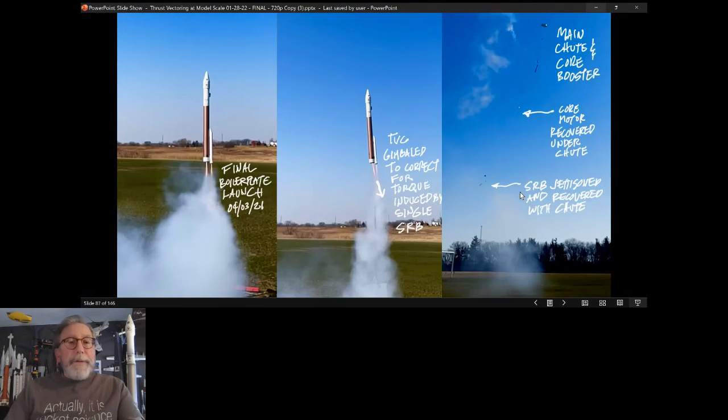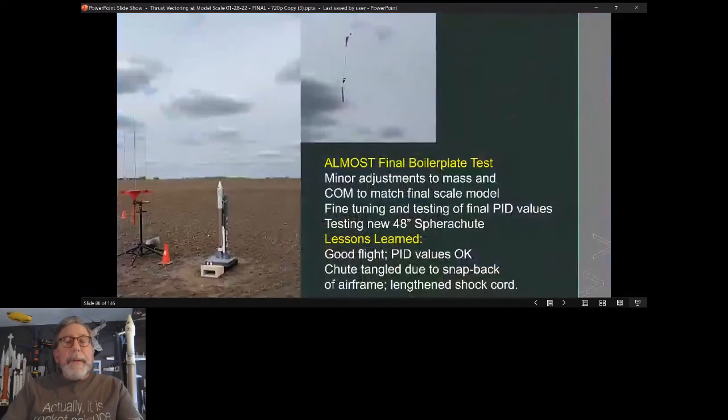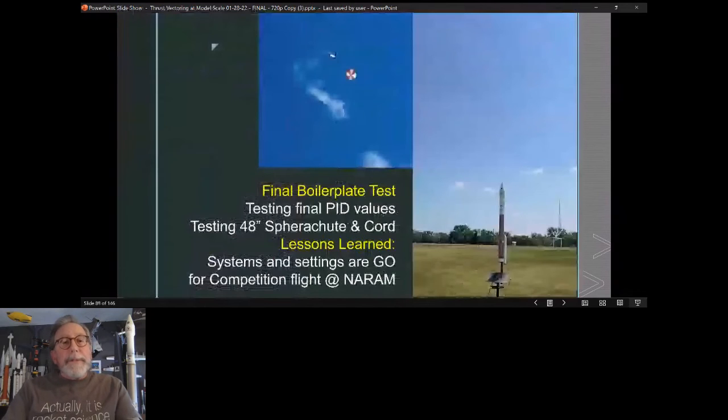And here you can see the gimbaling to correct for that thrust. And an almost final boilerplate. I was trying a new chute, a sphere chute, which are really cool, but unfortunately I tangled it and lengthened the shock cord, which cured that. And the final boilerplate test, everything went great.